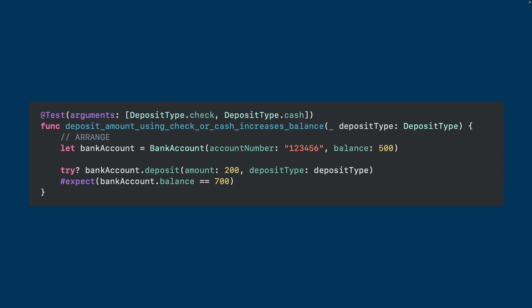So this is where you will arrange, you will set up your test. You will create your bank account. Maybe if you needed a transaction for that bank account, then you will add the transaction also.